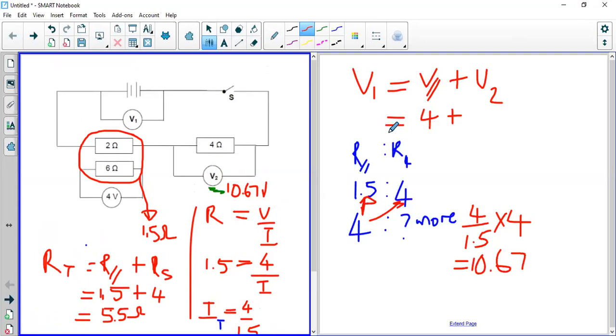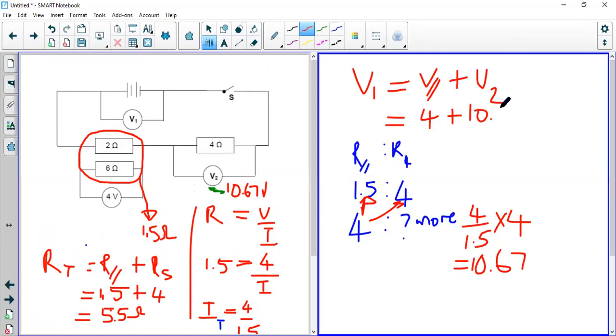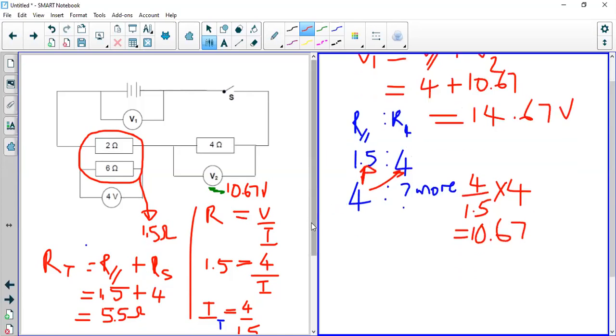Right, so what am I gonna say? I'm gonna add V on the parallel plus V on the 4 ohm to give me V1. So I'm gonna go back on that statement there. Now I know this is 10,67. I'm gonna add the 2. When I add the 2, my answer becomes 14,67 volts, which is the same answer as the one that I got this side here.